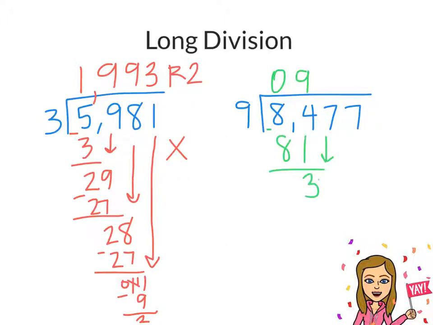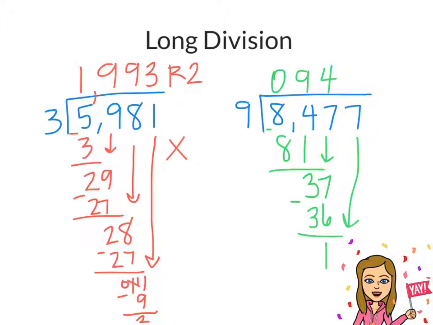Bring down the first 7. So now I have the number 37. Let's think here. 9 times 4, 36. That's the closest I'll get. So I put up the 4. 9 times 4 is 36. Subtract, I get 1 left over.